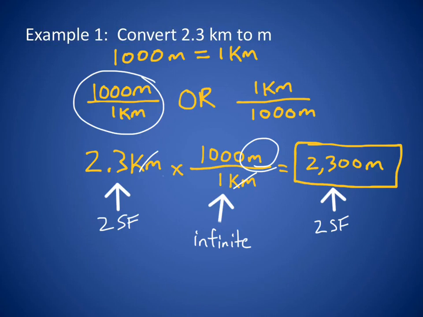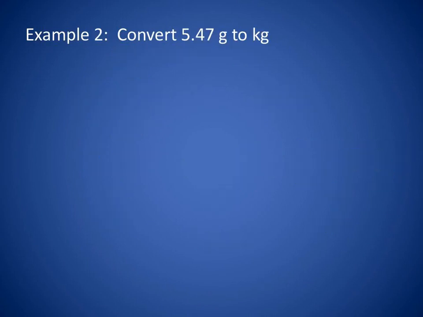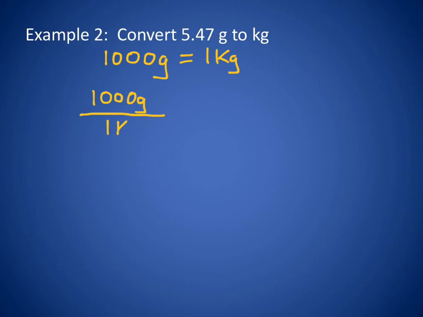Okay, so next problem. Convert 5.47 grams to kilograms. First I got to know how many grams are in a kilogram. 1,000 grams are in a kilogram. So I'm going to write both of my conversion factors out. Both of my fractions. First one, 1,000 grams over 1 kilogram. The other one, 1 kilogram over 1,000 grams. So there's my 2 possibilities.